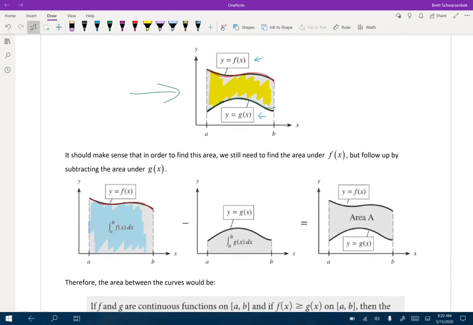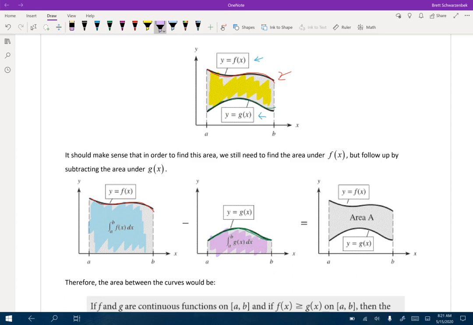Well, why don't we then remove f of x from the diagram up here? So remove f of x, and instead we're just going to play around with the green curve, g of x. Suppose we wanted to find the area below that. Okay, so the area below g of x would be this.